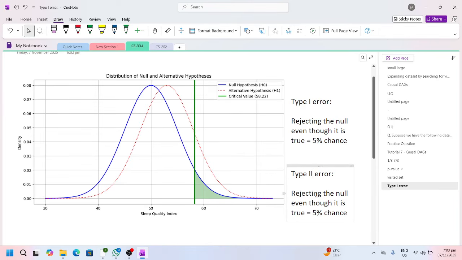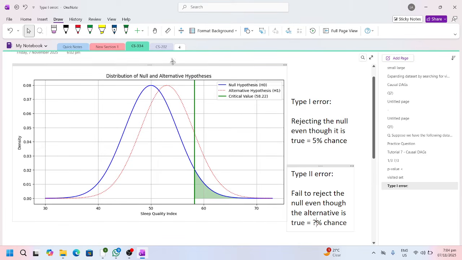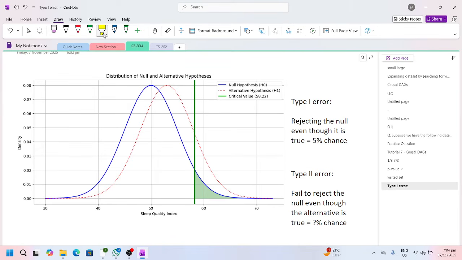So a type 2 error is when you fail to reject the null hypothesis even though the alternative is true. We don't know कि इसका कितने percent chance है. We will compute this. Anyway, so now you will ignore the blue curve, and you will focus on the red curve. Focus on it. Why? Because we're assuming that the alternative is true. So हम सिर्फ alternative distribution को देखेंगे. अब alternative distribution red में highlighted है.